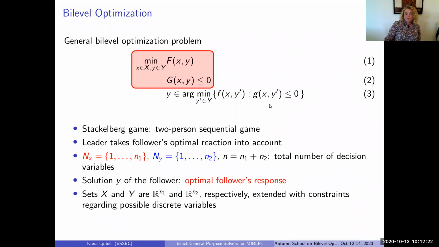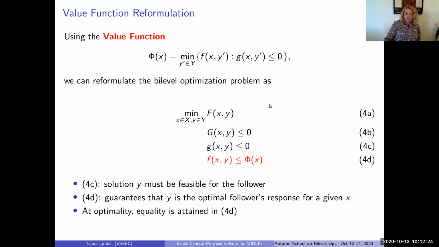Okay, so before we go on, let me give you an alternative way of reformulating this bilevel optimization problem using what we call a value function reformulation. As we said, the solution Y that is a feasible solution for the leader has to be an optimal solution of a parametric optimization problem, which is described like this.